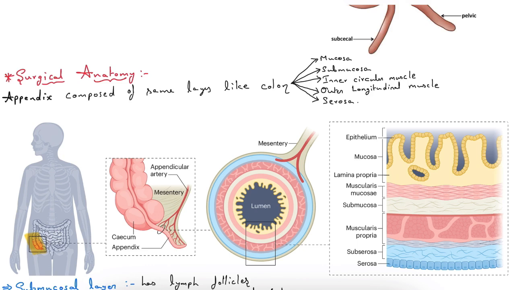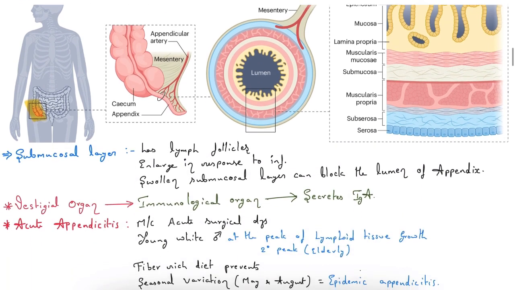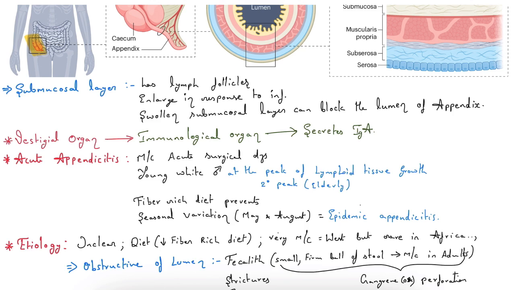Then if you take a cross section of the appendix, you can see these layers: mucosa, submucosa, inner circular muscle, outer longitudinal muscle and serosa. Inside you can see the epithelium, and these are the histology parts. Now in the submucosal layer we can see some lymph follicles, and they enlarge in response to infection. Whenever you get infection, the lymph follicles automatically enlarge, and we can see swelling of the submucosal layer, and it will block the lumen of the appendix.